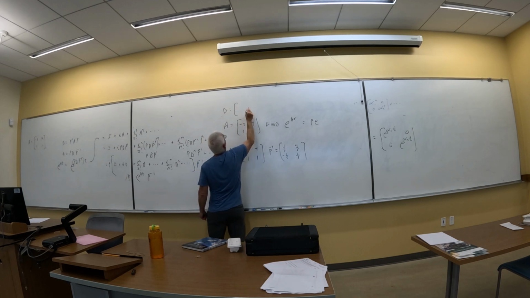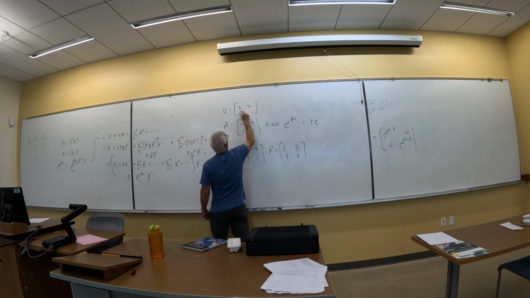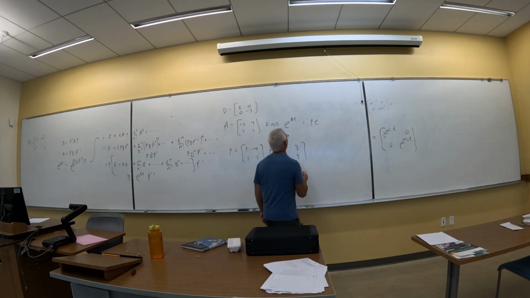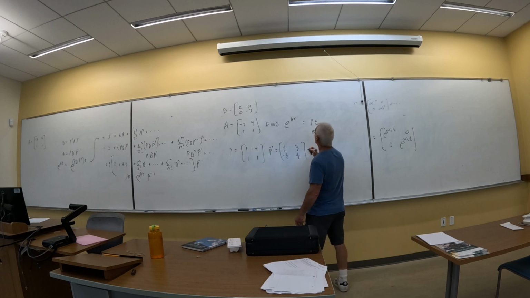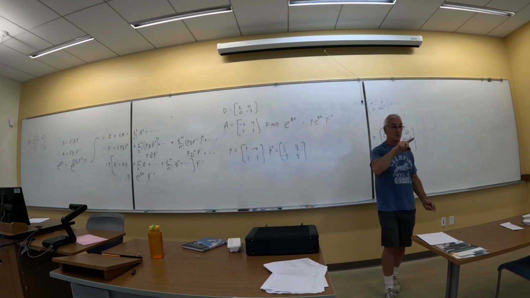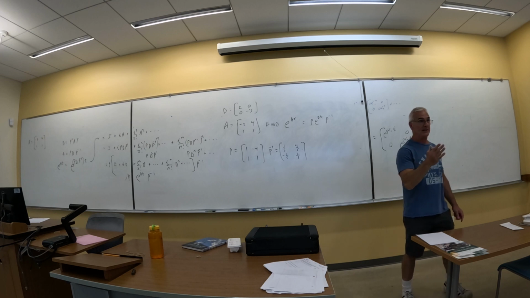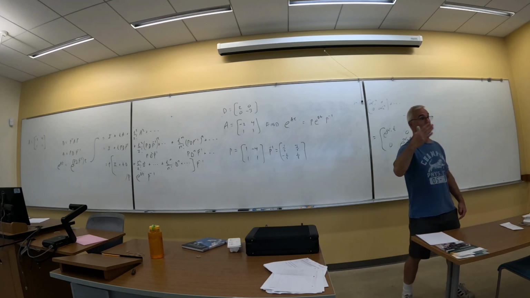For lack of a better name, D is 2 and? 2 and -3. See, I really don't remember because I just make these up on the spot. So it's going to be P e to the Dt P inverse. And notice the order of the P and the P inverse are switched because we solved the other guy. The diagonal equals P inverse AP, but A equals P diagonal P inverse.